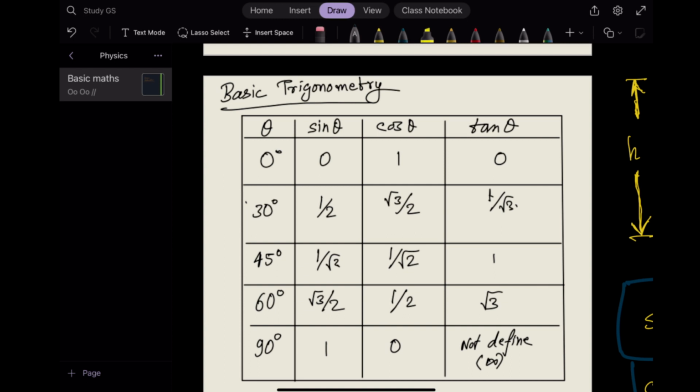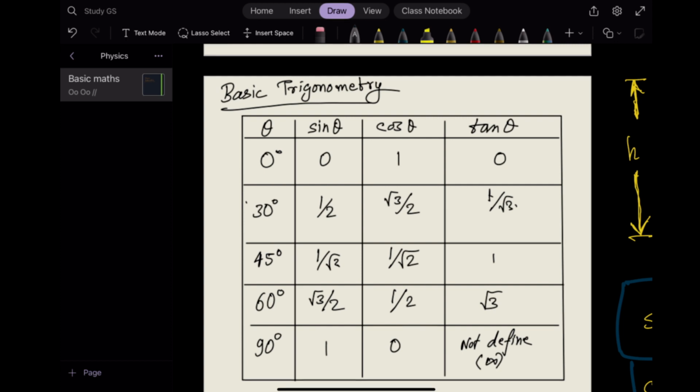Now in case of cos theta, 0 degree gives 1, 30 degree root 3 by 2, 45 degree 1 by root 2, 60 degree 1 by 2, 90 degree 0. Now how to remember this thing? In case of tan theta, 0 degree means tan theta 0, 30 degree 1 by root 3, 45 degree 1, 60 degree root 3, and 90 degree is not defined. So now how to remember this table?